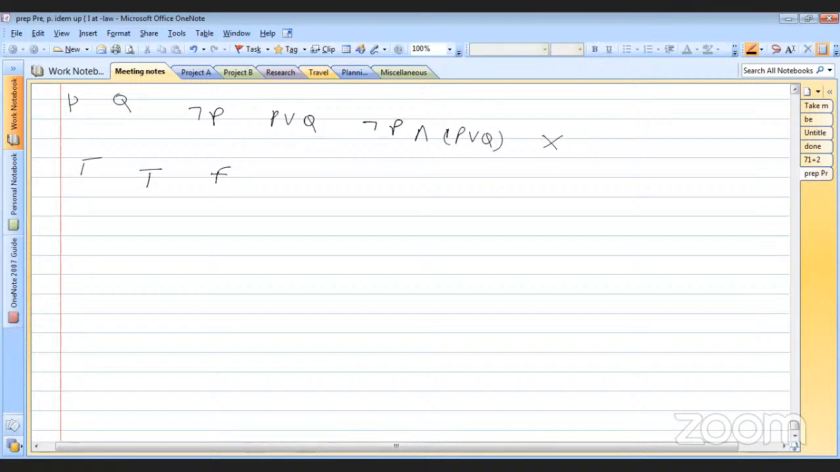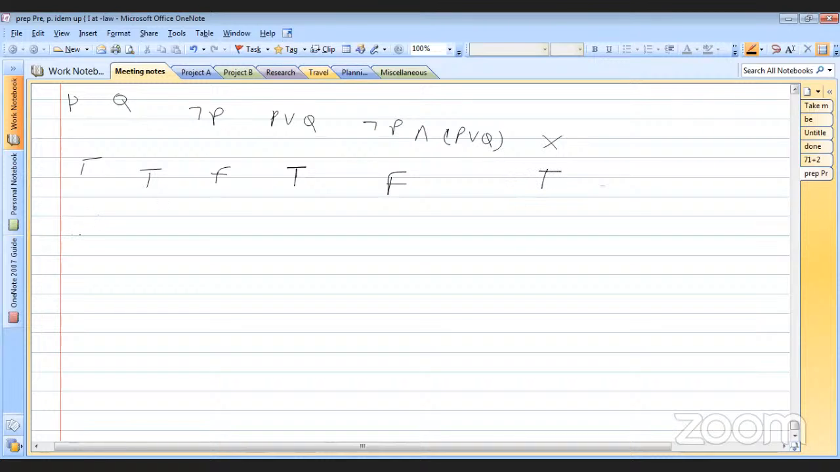Negation of P means the exact reverse value, as I told you yesterday: T becomes F. Then P or Q: for TF and TT we take T here. The negation of P is false, while P or Q is T, so the conjunction of both is false. Therefore X, the output, is true.